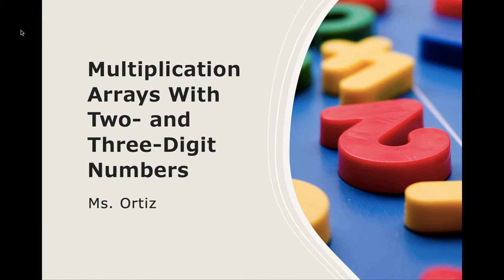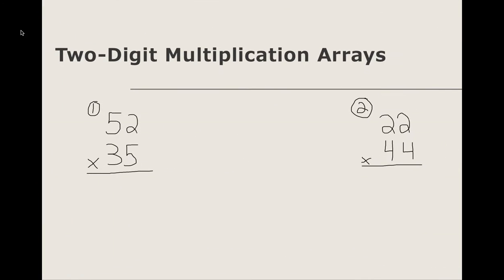Hello, this is Ms. Ortiz here, and today we're going to be talking about multiplication arrays with 2 and 3-digit numbers. So we're first going to start off with 2-digit multiplication arrays. We're going to go through two problems. The first one is 52 times 35, and the second one is 22 times 44.